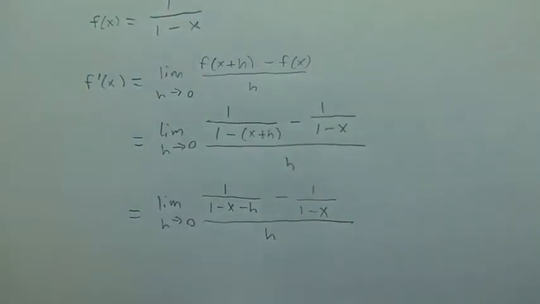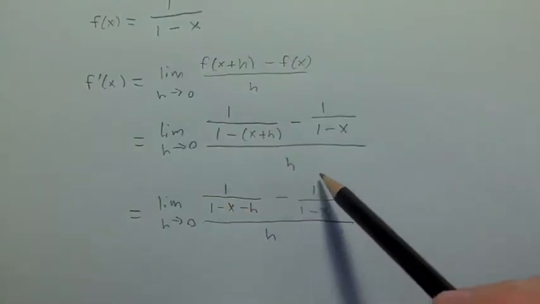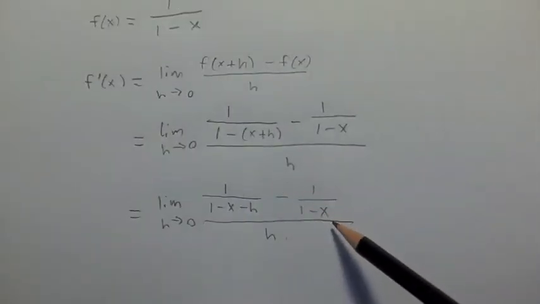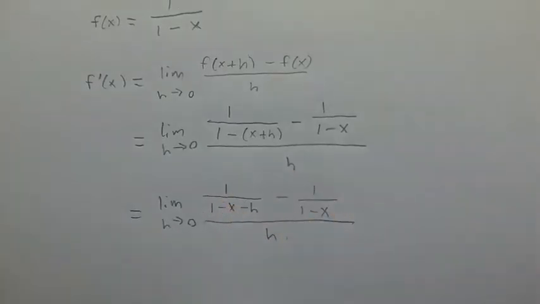Okay? Alright, so first of all I should mention that if we just try and plug in 0, we're going to get 1 over 1 minus x minus 1 over 1 minus x, which is 0 over 0. So that's why we can't just plug and chug yet. The motivation is to get h out of the denominator. There are a couple ways to do it. You can just do brute force fraction arithmetic here.